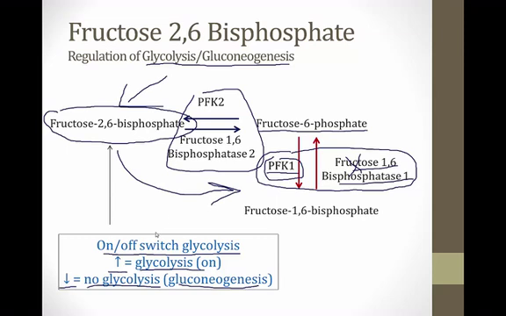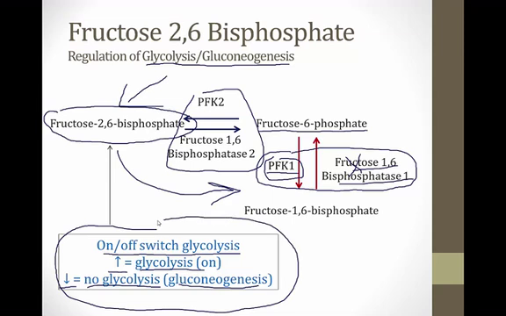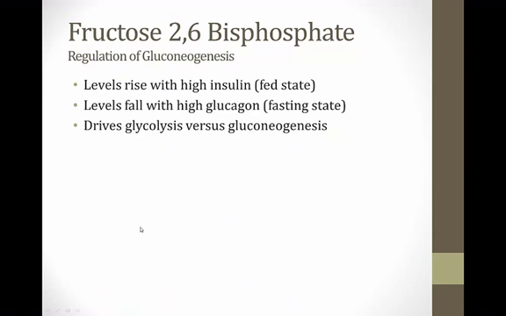All this can get very confusing, but if you just remember what I've written in this box on the bottom of the screen here, you can usually keep straight what's going on and what the cell is going to do in response to a change in the level of fructose 2,6-bisphosphate. In the glycolysis module, I talk about exactly how insulin and glucagon manipulate the levels of fructose 2,6-bisphosphate, but I'll just summarize that for our purposes here. So levels of this molecule rise with high insulin level in the fed state, and this tends to favor glycolysis. Levels fall with high glucagon in the fasting state, and this tends to favor gluconeogenesis. And as I said before, the levels of this molecule drive glycolysis versus gluconeogenesis.